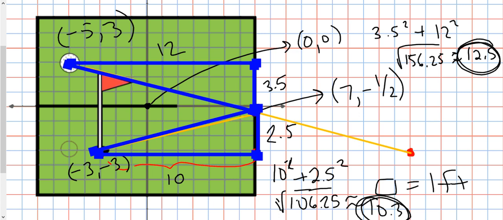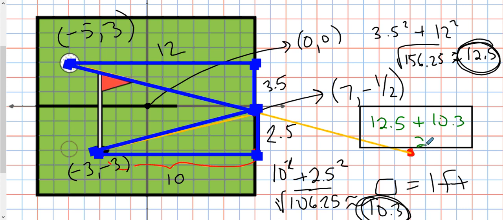And then finally, what you would have to record is the final distance. We need to add to get my total. I'm just going to put this in a little box here. To get my total, I would just add 12.5 plus 10.3. So the hole-in-one route total distance would be 22.8 feet. And that would be something that I need to calculate.